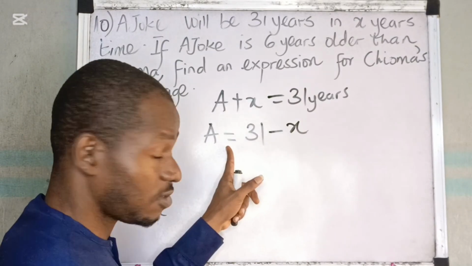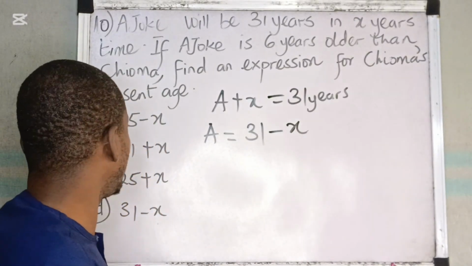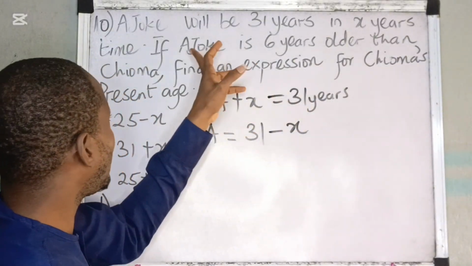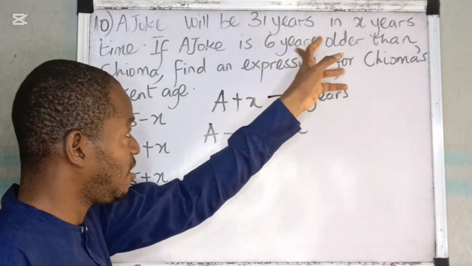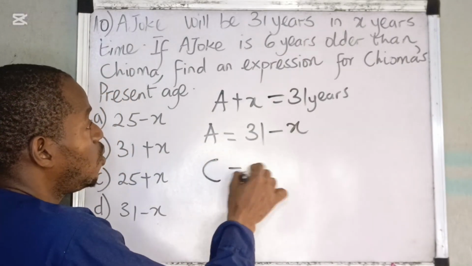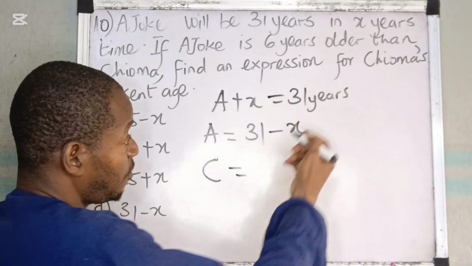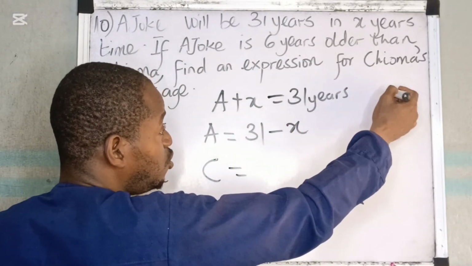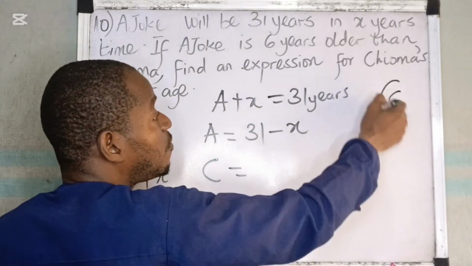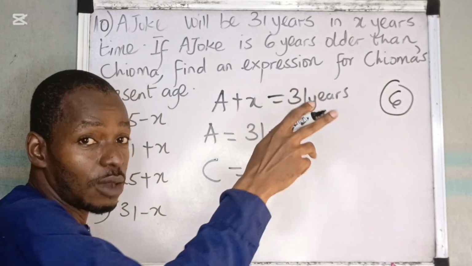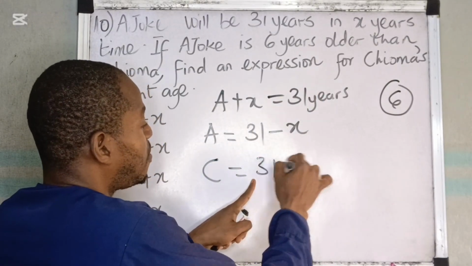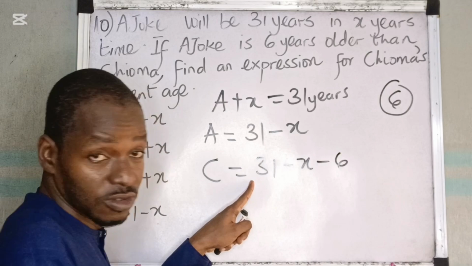Now, this is an expression for Ajoke, but that's not where we are going. We are told to find an expression for Chioma's present age. Now, if Ajoke is 6 years older, that means Chioma will be 6 years younger. For example, if I say I'm 6 years older than you, whatever my age is, for me to get your own age, I will subtract 6 from it. So Chioma will be 31 minus X minus 6.